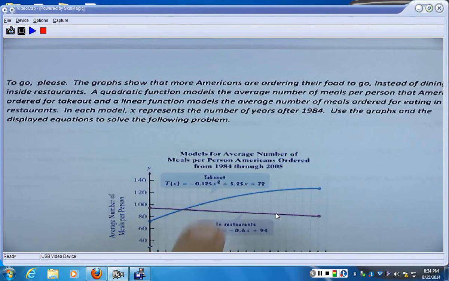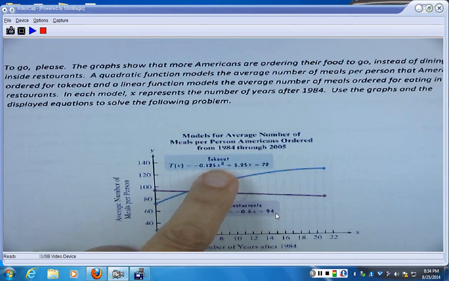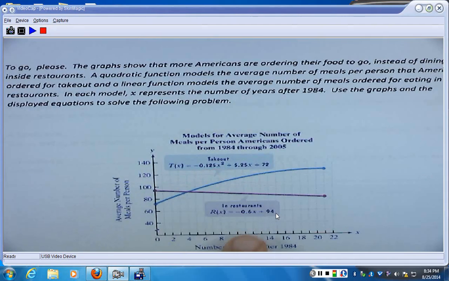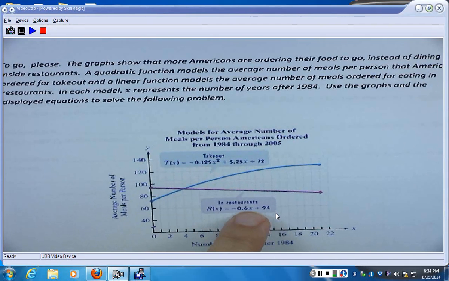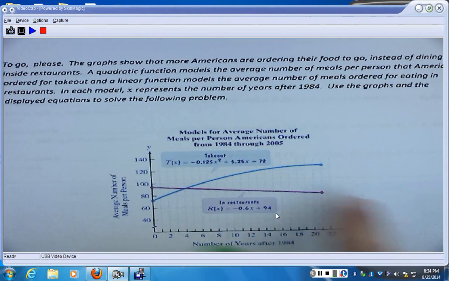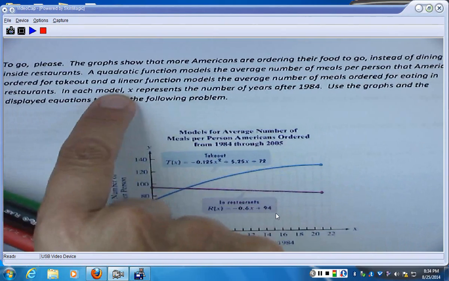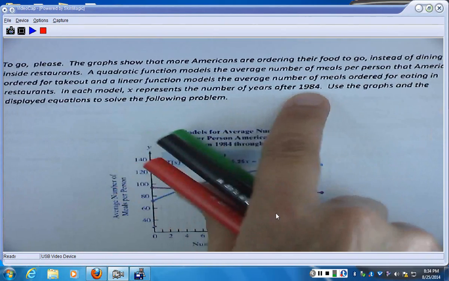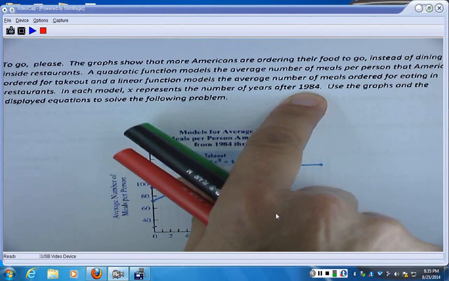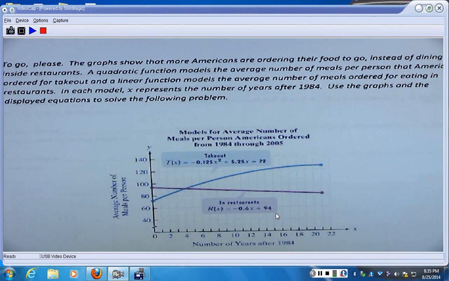Any function that has x squared as its highest power, we call it a quadratic function. Any function that just has an x as its highest power is a linear function, a straight line. In each model, x represents the number of years after 1984. Use the graphs for the displayed equations to solve the following problem.